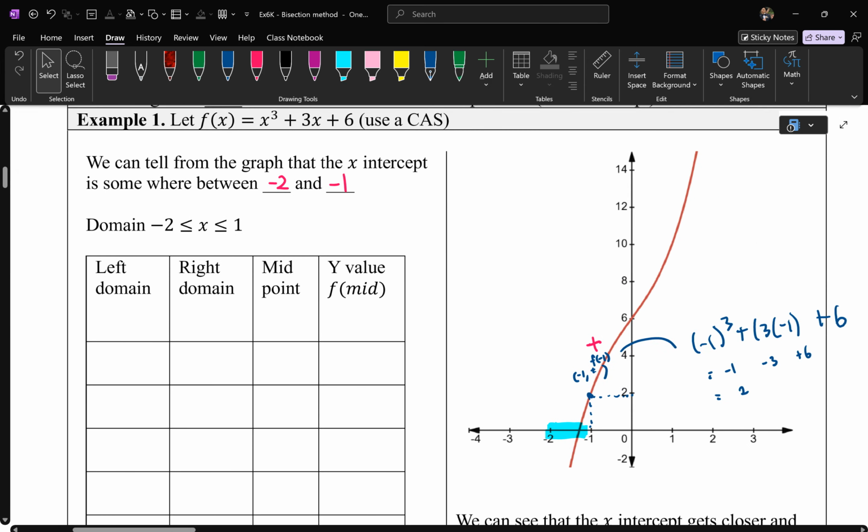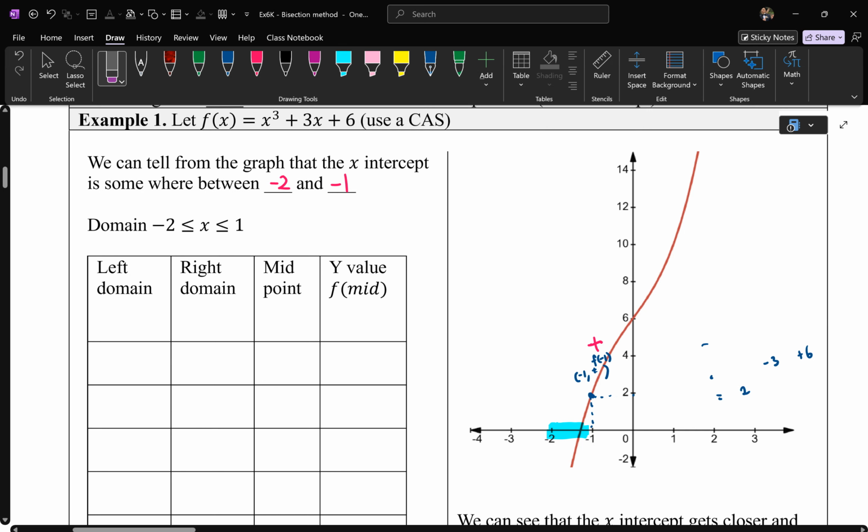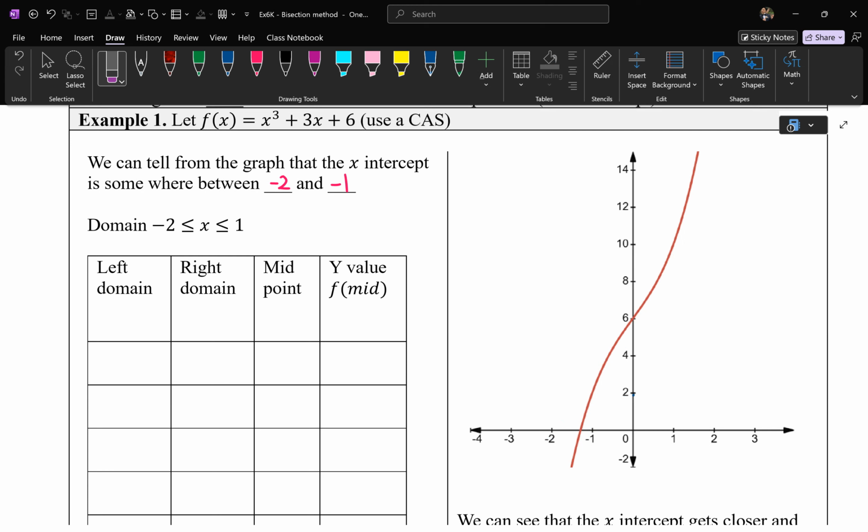Let's actually work this out without doing it by hand. We're actually going to enter the data, and I'm going to show you how to do it on a spreadsheet on your CAS so you can fast track your answers. So which two numbers are we starting off with? We are starting off with the left domain. So we're starting off with -2 on the left-hand side. So fill this in, write that as -2.